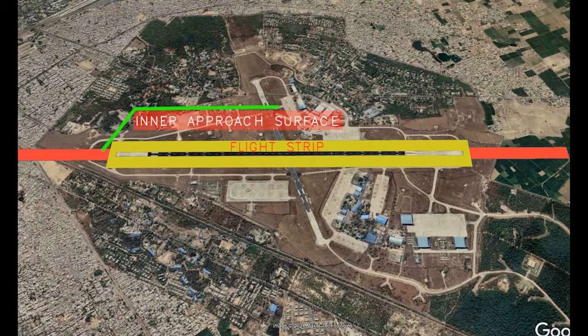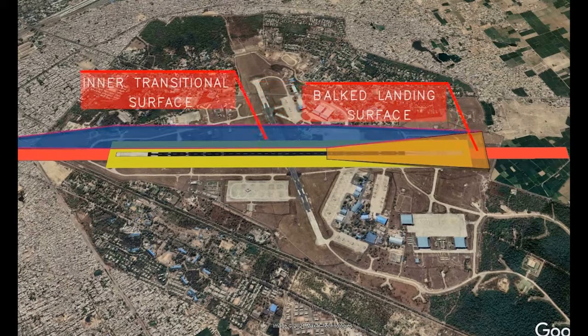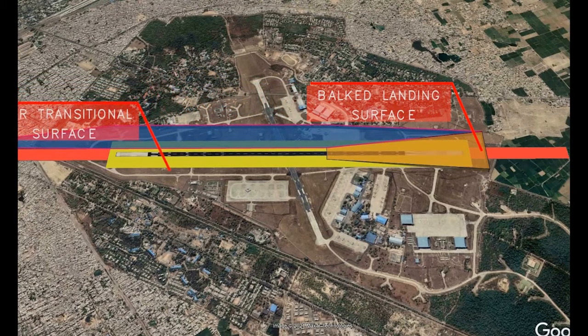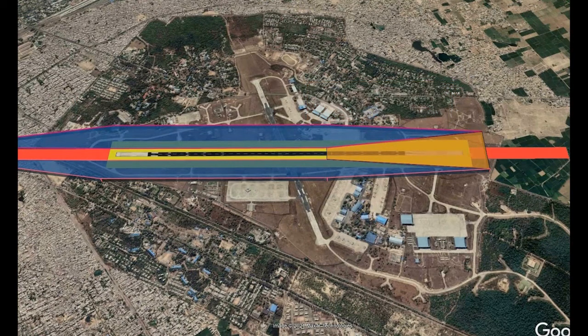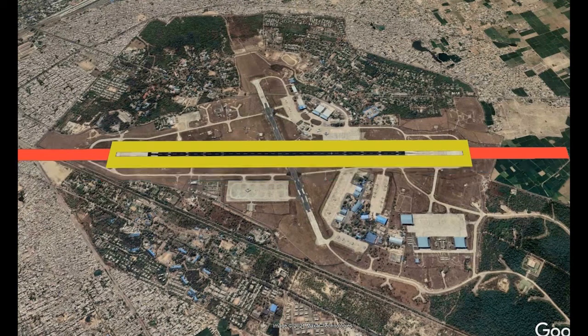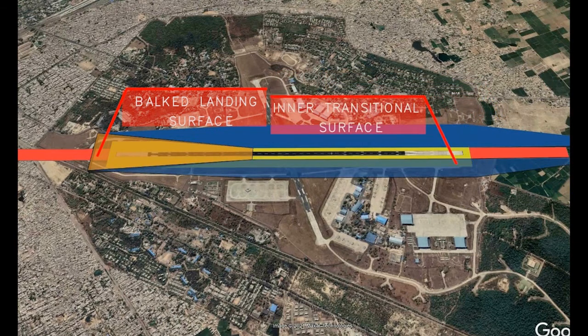Inner approach surface, same for the other runway, balked landing surface followed by inner transitional surface. Now removing all this surface for depicting the same for the other runway. Balked landing surface followed by inner transitional surface for the other runway.